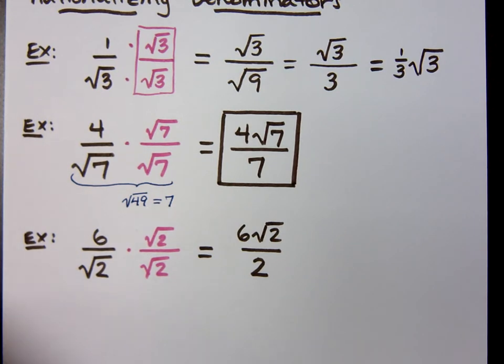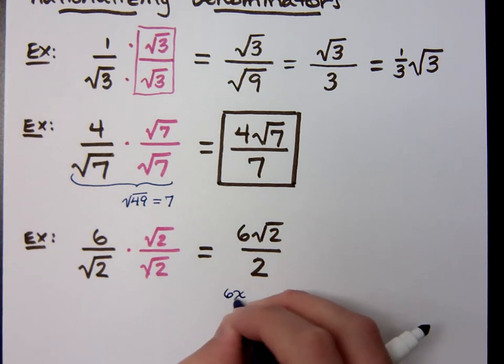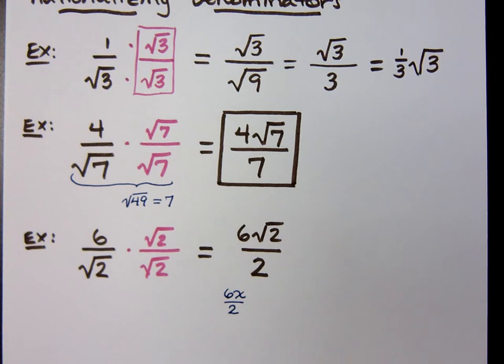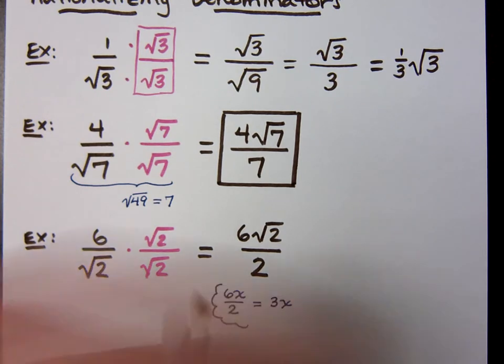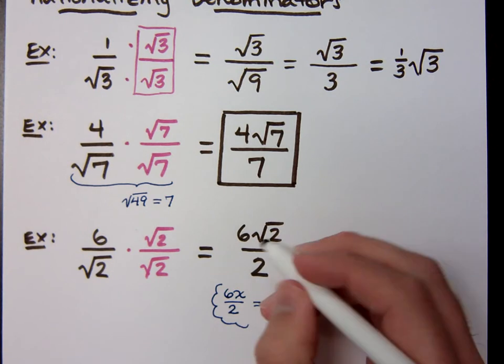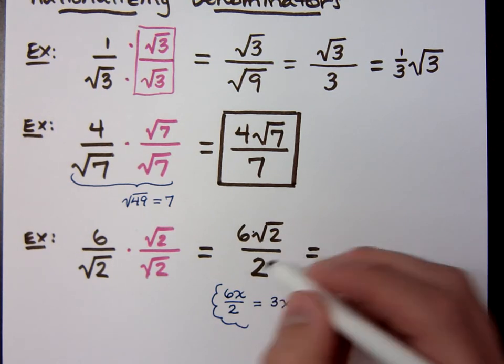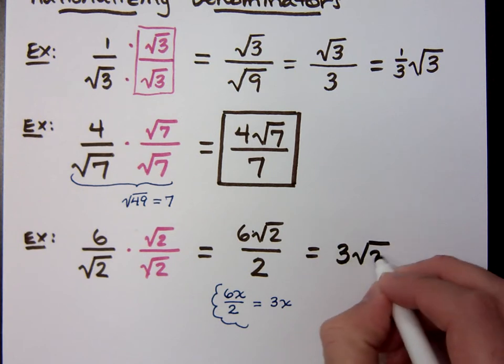If I had this written as 6x over 2, how would you reduce that? You would divide the 6 by the 2. You would get 3x. That's essentially what I'm doing here. This 6 and the 2 can reduce because they're just numbers out here, and they're common factors, a common factor of 2, and you have 3 square roots of 2.